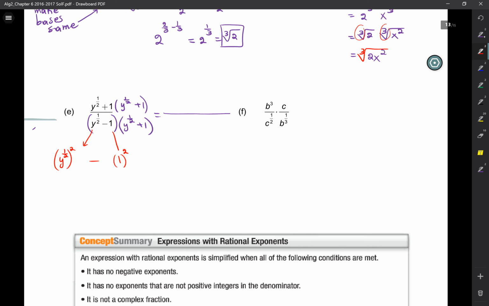So is it -1 that you bring down? Why are you doing -1? Well, when you square, it'll be positive. Oh, you are right, you squared it. Yeah. So here we're gonna have y to the 1 minus 1.